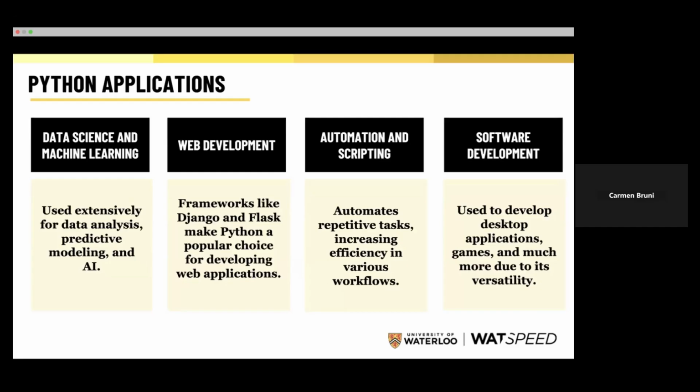If you want to do automation and scripting, Python is a great language for scripting. You can start to take some of the more boring parts of your life and use Python to handle those things. And software development, right? Just as a general principle, if you're trying to build an application, you can do that in Python.